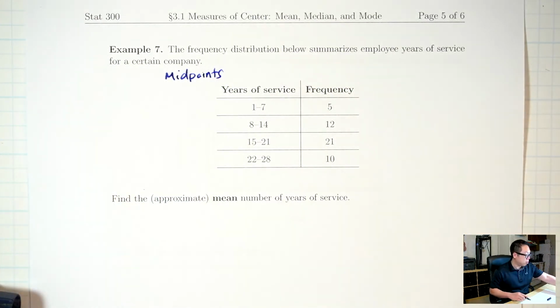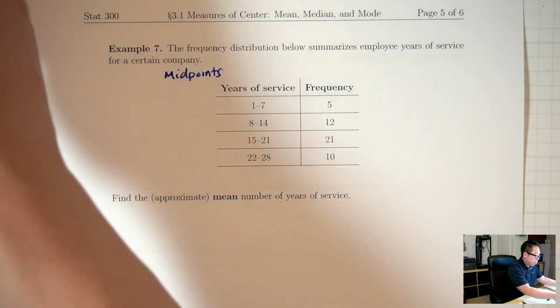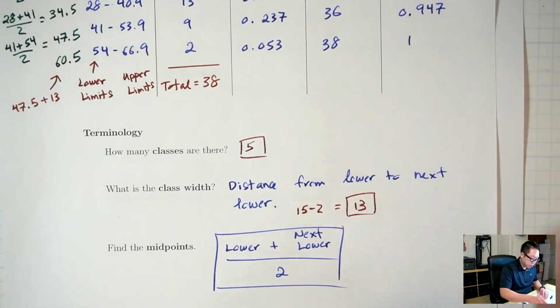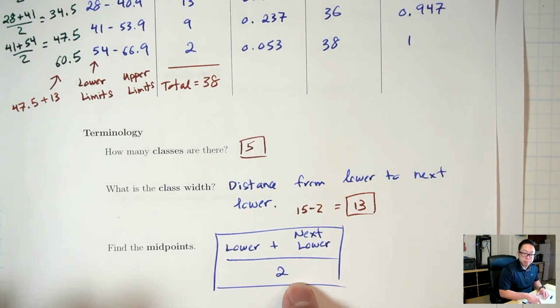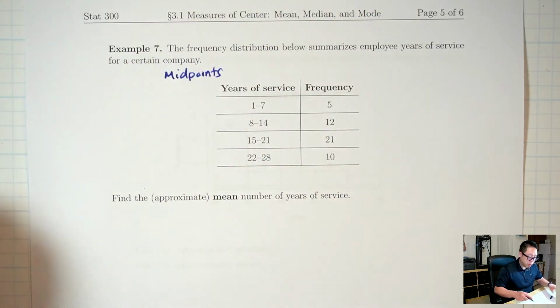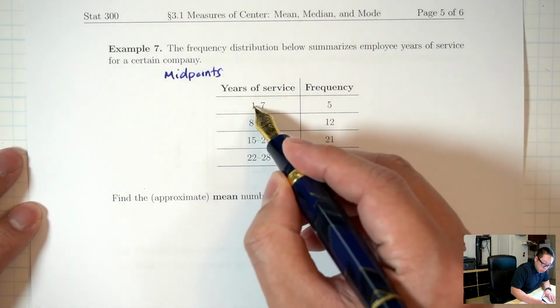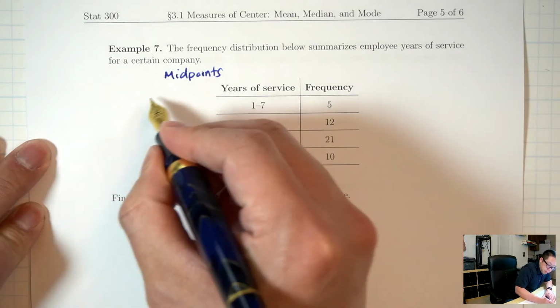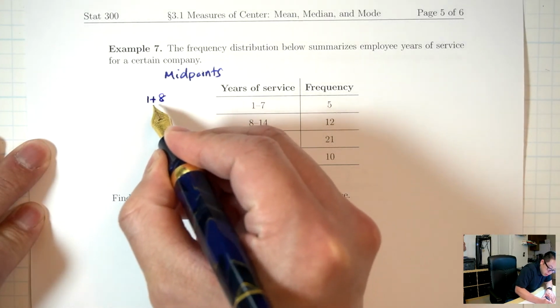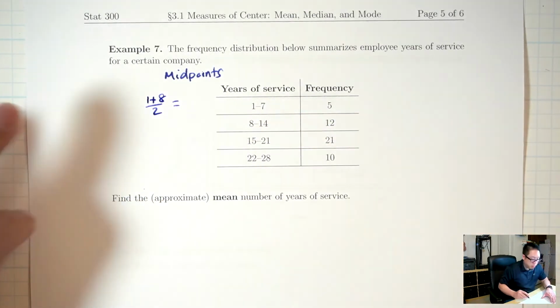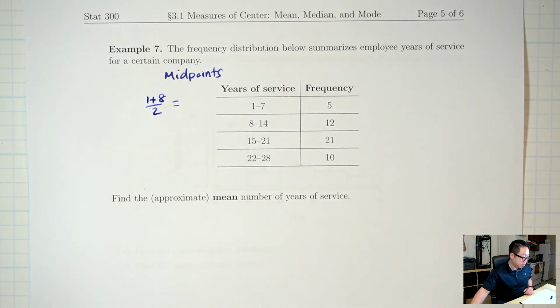And as a reminder, the way you find midpoints is back in section 2.2. Midpoints, lower plus next lower divided by 2. Okay, so lower plus next lower divided by 2 is going to be 1 plus 8 divided by 2. So 1 plus 8 is 9, and then 9 divided by 2 is 4.5, I think.